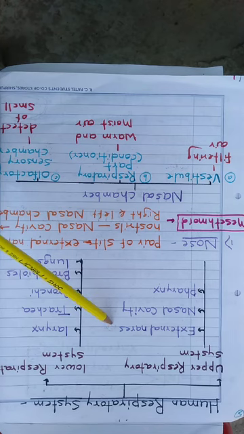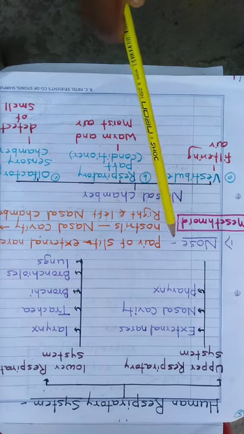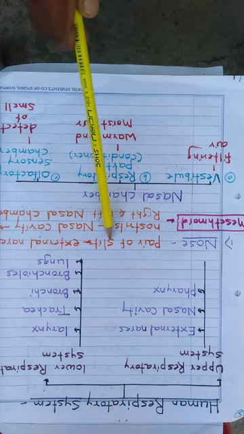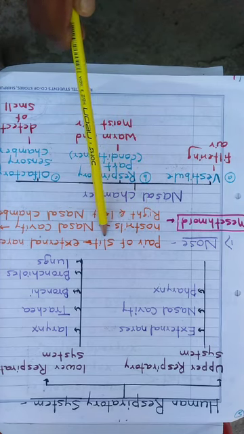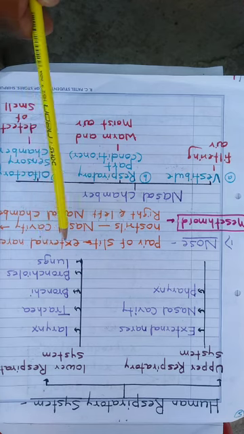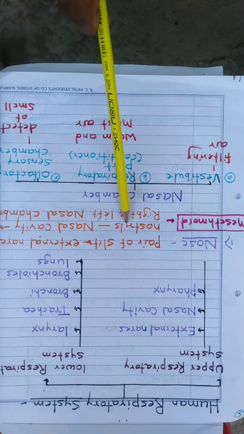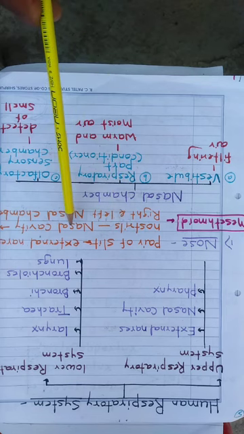Now what are the external nares or nostrils? Our nose has a pair of slit-like openings. Those slit-like openings are called external nares or nostrils. Through these nostrils, air enters into the nasal cavity.